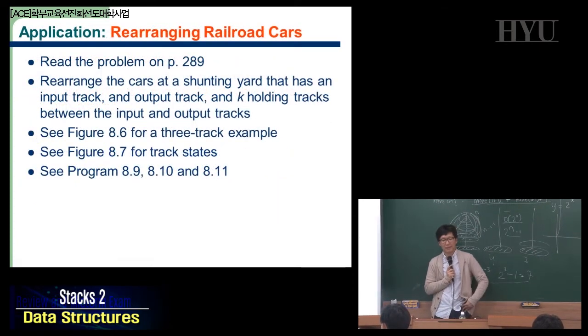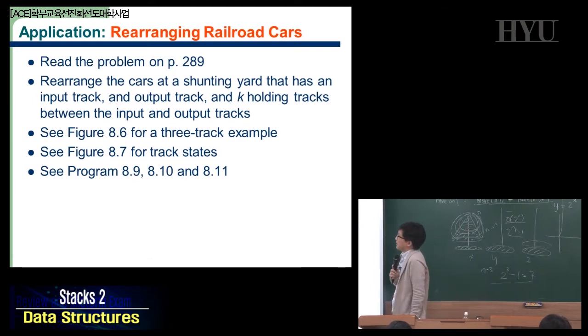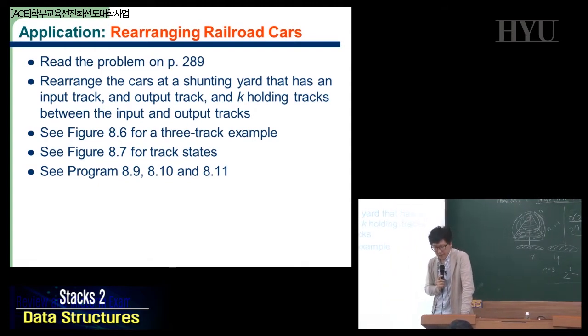Okay, that's almost it for stack, but it will come up again when we're discussing the next data structures. Just simply to show you the comparison between two data structures, two different algorithms for it. Rearranging railroad cars. This is another application of using stack. Of course, there are many others.